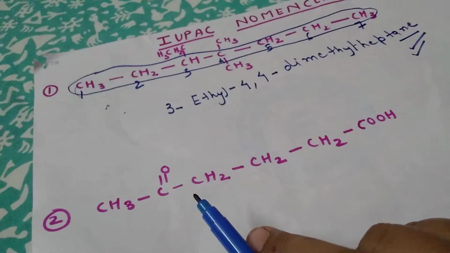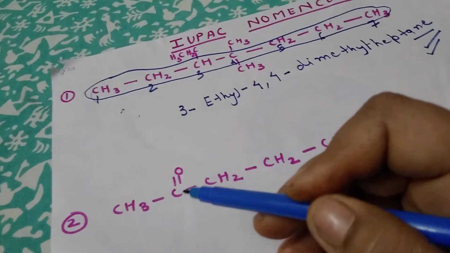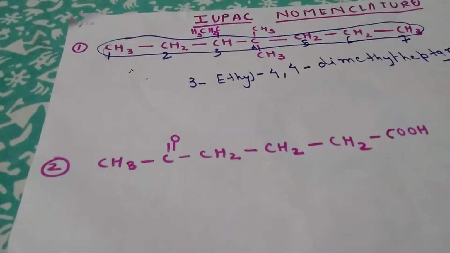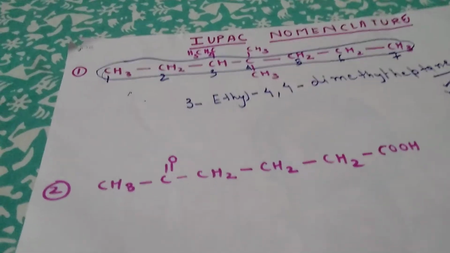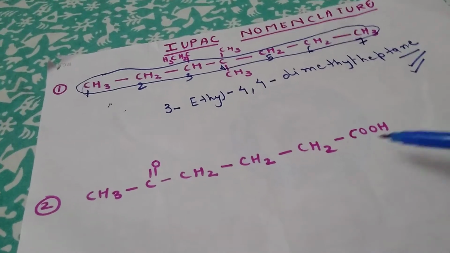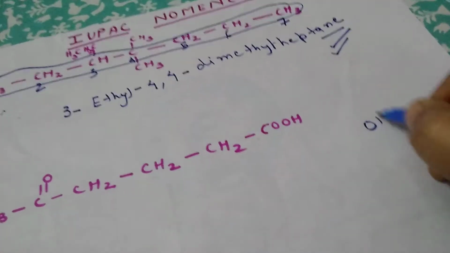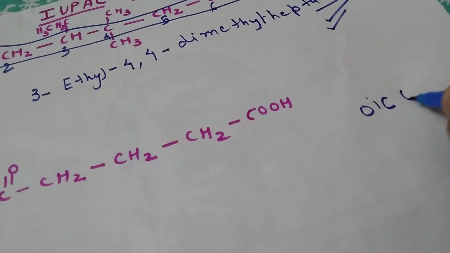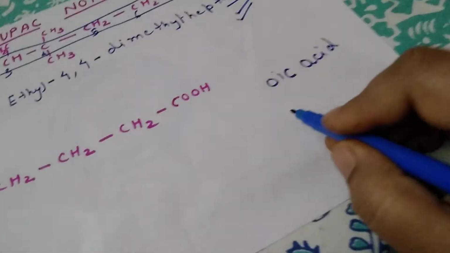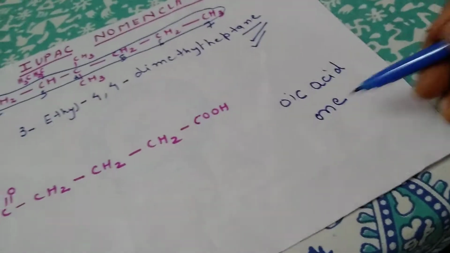Let us take another example. This is our second compound. In this compound you can see COOH. This is the carboxylic acid functional group, and this CO, which group is it? It is a ketone. So here two functional groups are there. Which functional group will we give preference to? The IUPAC name ends with oic acid for COOH, or one for the ketone group. If a COOH group is there, the name ends with oic acid. But if a CO ketone group is there, then it ends with one, like propanone, butanone.